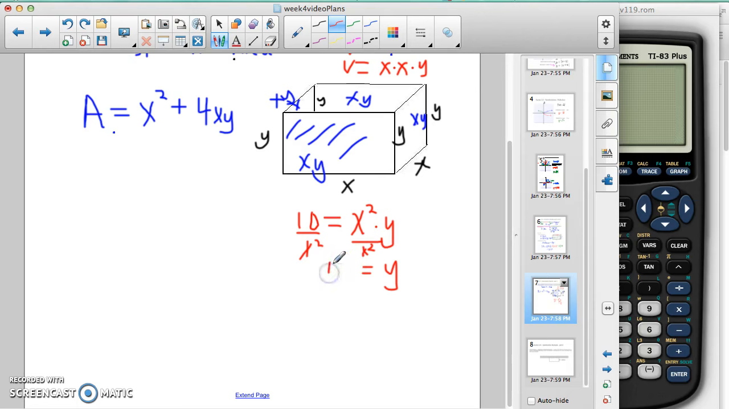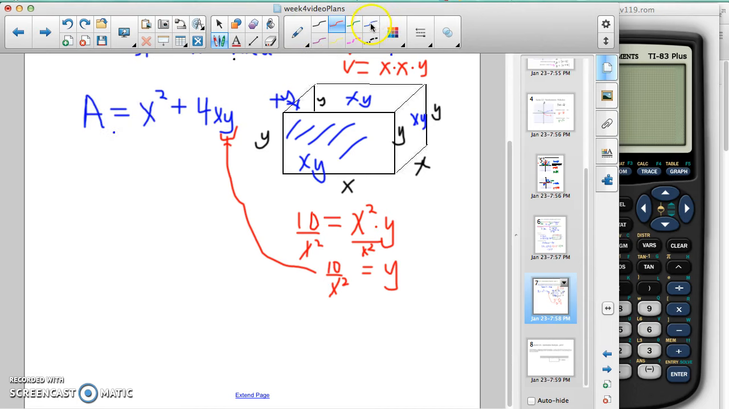Okay, so we're going to get 10 over x squared as our y value. And then I'm going to take this equation and substitute it right here for this y. So I'm going to take this 10 over x squared and put it right there, so that I have one variable, because I'm going to need to look at it as a function of one variable. I want to write it as a function of the length of the base. Right now it's a function of the length of the base and the height, but I want to be able to write it as a function of the length of the base.